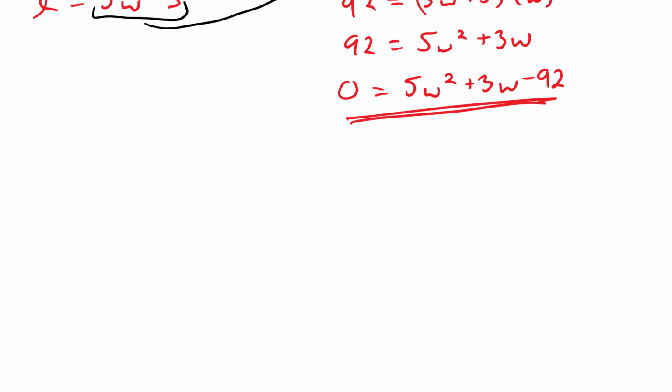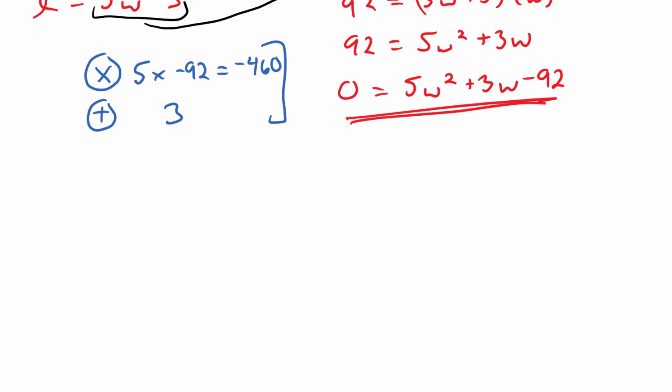First things first, can we factor anything out? We cannot. This is a complex trinomial. I'm looking for two numbers that multiply to 5 times negative 92, which is going to be negative 460. I'm looking for those same two numbers that add together to give me positive 3. It's going to be a lot of guessing here. I'll save you time. We have 23 and negative 20.